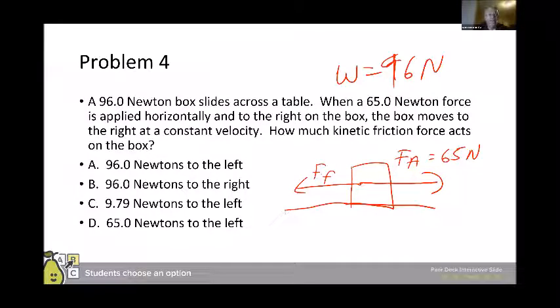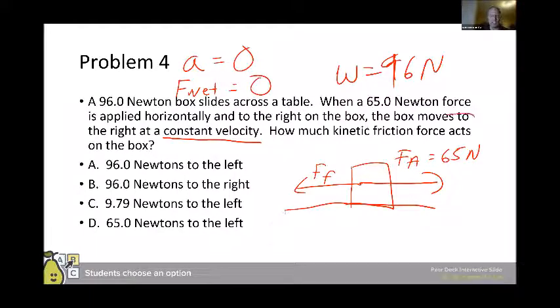Can somebody tell me what the key word in this question is that lets us work this problem? What's the most important word in this question? Maybe 2 words. Any idea? I want to tell you that those are the 2 most important words in the question, because if there's a constant velocity, that means acceleration is 0. That also means that net force is 0.